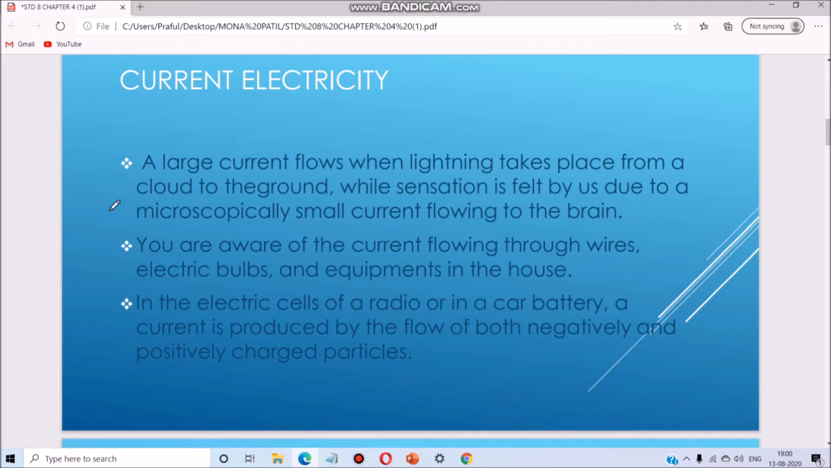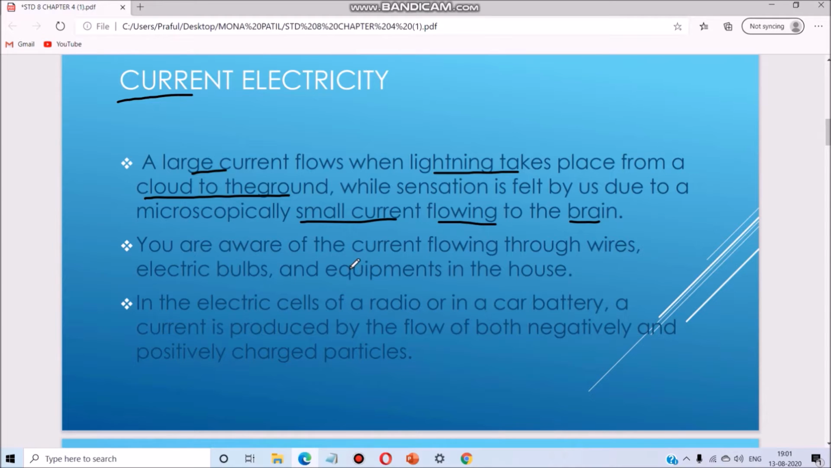Current electricity. A large current flows in lightning from a cloud to the ground, while a sensation felt by us is due to a microscopically small current flowing to the brain. So here a large current in lightning takes place. At that time you can see the flash of light. This flash of light tells us something is moving from the cloud to the ground. In the same way we get responses to the brain through something flowing. So what is this flow?